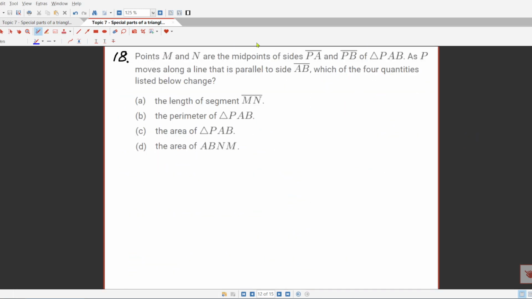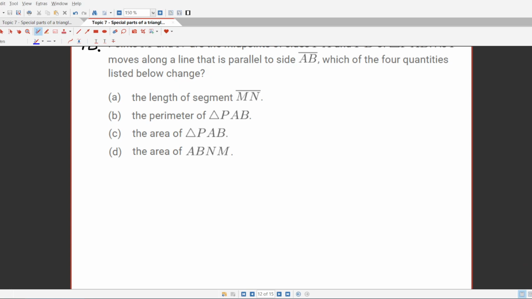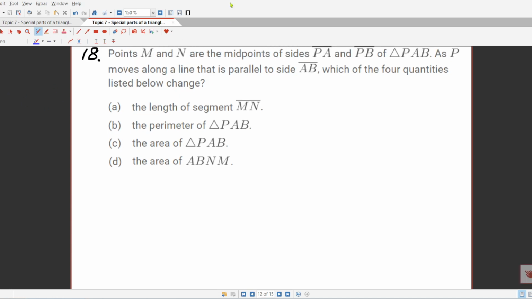All right, then let's have a look at the next one, question 18. Points M and N are midpoints of PA and PB of triangle PAB. As P moves along a line that is parallel to side AB, which of the four quantities listed below change?